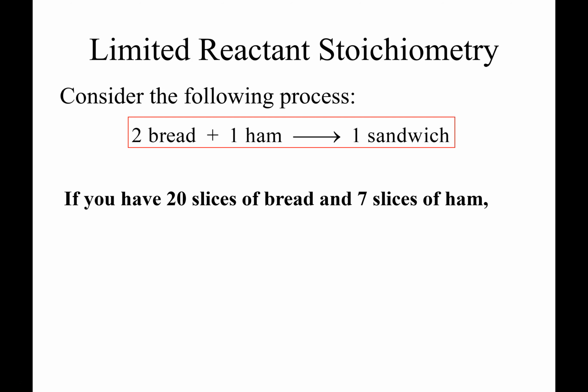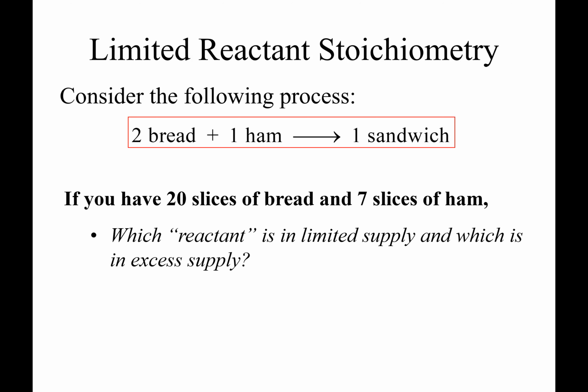Can you see where we have 2 reactants? We have bread and ham, and we have 1 product. And actually, we have stoichiometric coefficients. 2 pieces of bread, 1 piece of ham will give you 1 sandwich. So just eyeballing this, we're going to transition this into a chemical equation representing a chemical reaction. But just eyeballing it, if you have 20 slices of bread and 7 slices of ham, which are you going to run out of first?